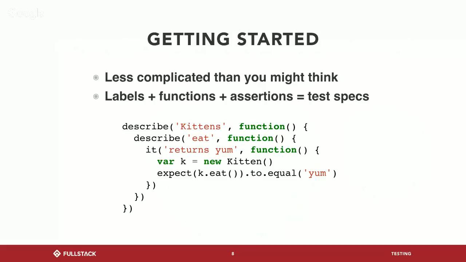So, when we end up thinking about this, our labels are used in our describes and our its. And one of the things that happens when you have an output from the test, you can set up your output so that it reads very nicely, right? We're describing kittens. In particular, we're describing how they eat, okay? And when they do end up eating, it's going to end up returning young, right?